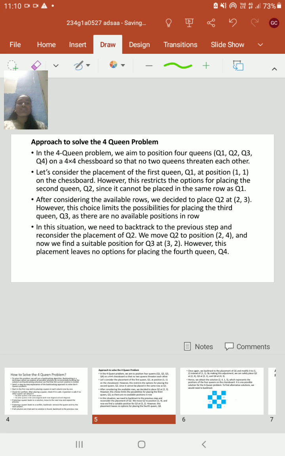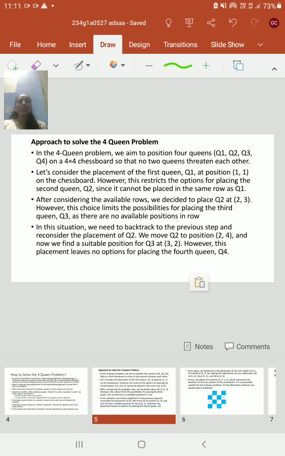Let's consider the placement of the first queen q1 at position 1,1 on the chessboard. However, this restricts the options for placing the second queen q2, since it cannot be placed in the same row as q1. After considering the available rows, we decide to place q2 at second row, third column. However, this choice limits the possibilities for placing the third queen q3, as there are no available positions in the row. In this situation, we need to backtrack to the previous step and reconsider the placement of q2.